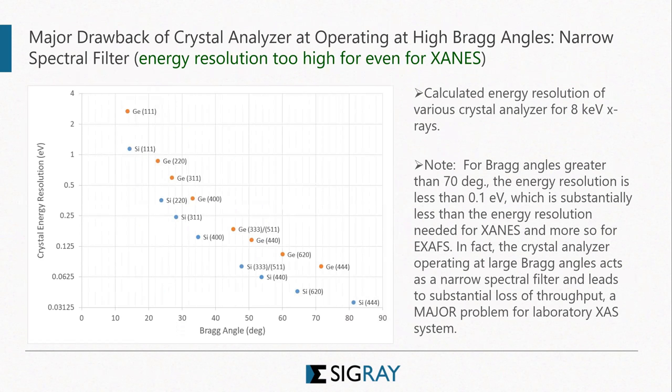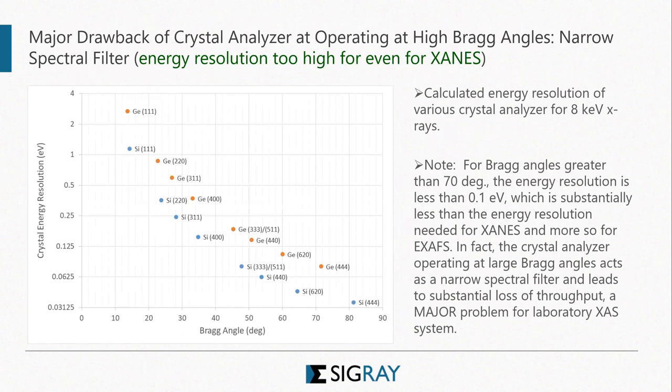the crystal is on the horizontal axis as Bragg angle, the vertical axis is crystal energy resolution. As you can see, at high Bragg angle the energy resolution is fairly good, actually too good. For example, a germanium 444 at 70 degrees or so has an energy resolving power of 0.06 eV. The reason people have to use high Bragg angle is the larger source size, which we'll talk about later. But if you use a higher Bragg angle to get high energy resolution, the crystal efficiency is extremely low, an order of magnitude lower than necessary. That's one of the fundamental problems with the traditional approach.